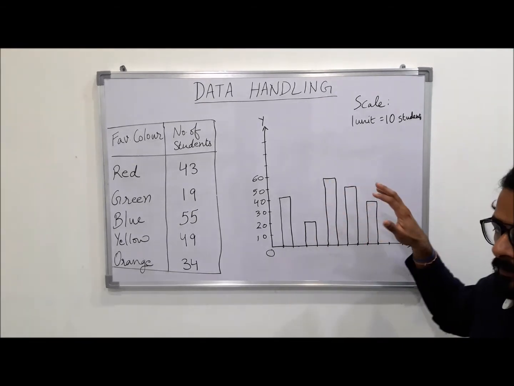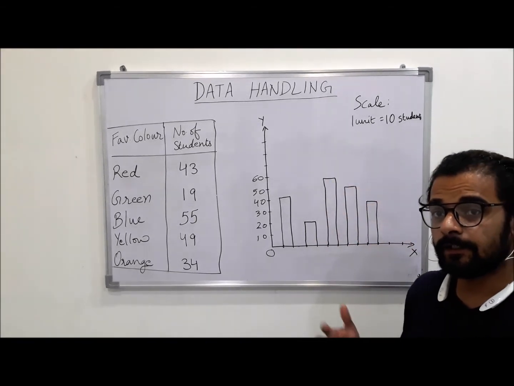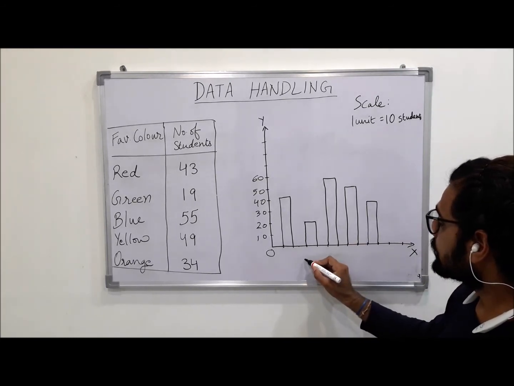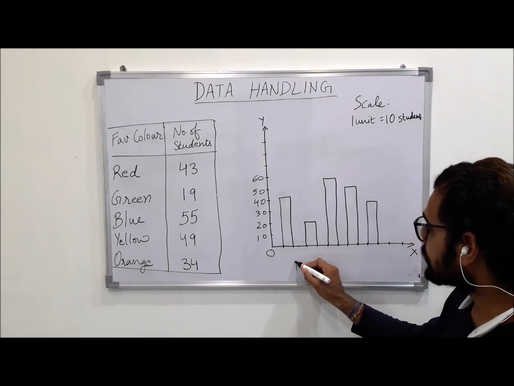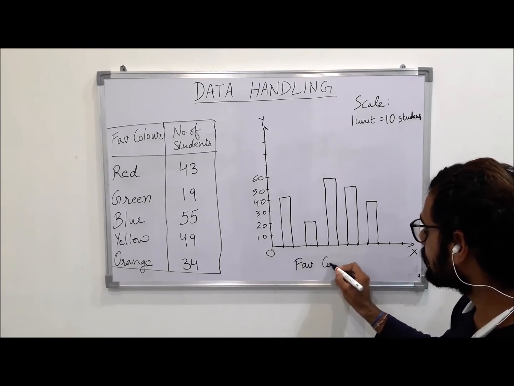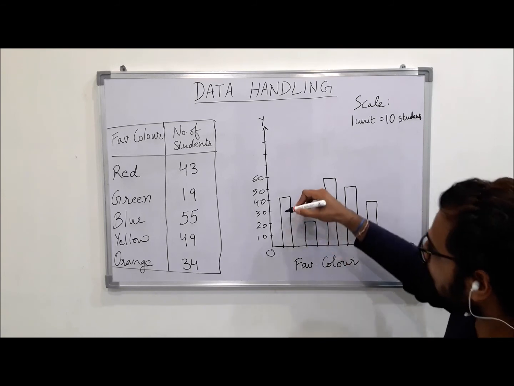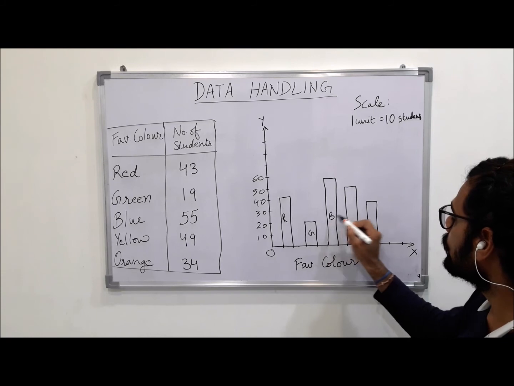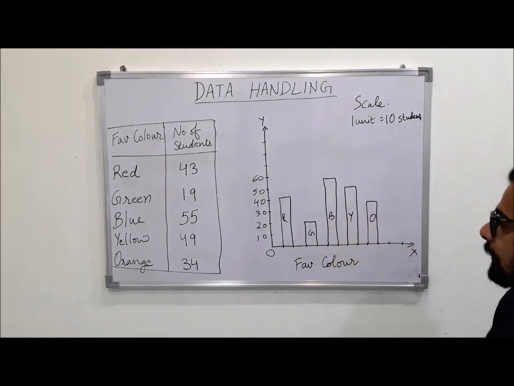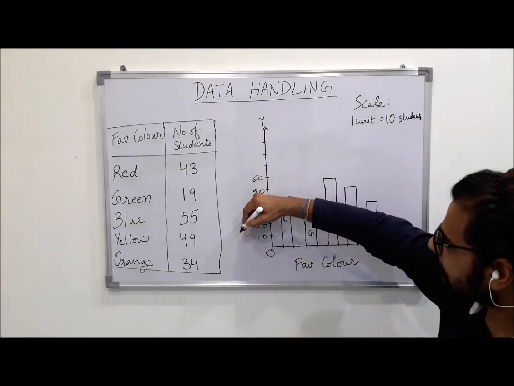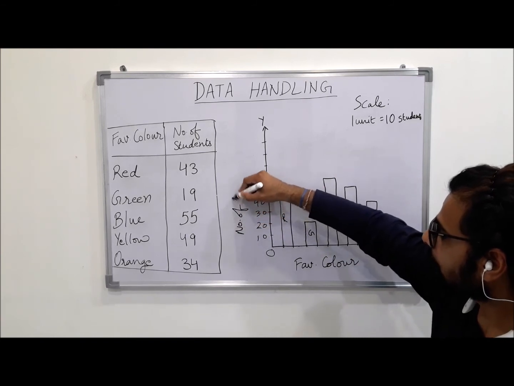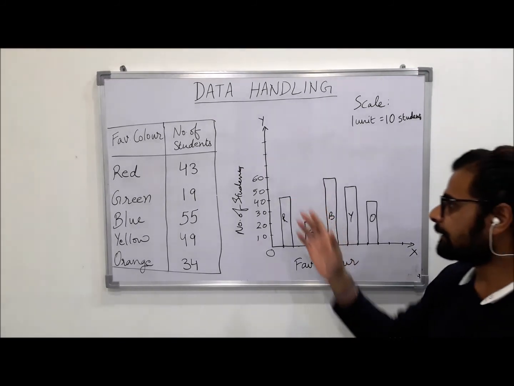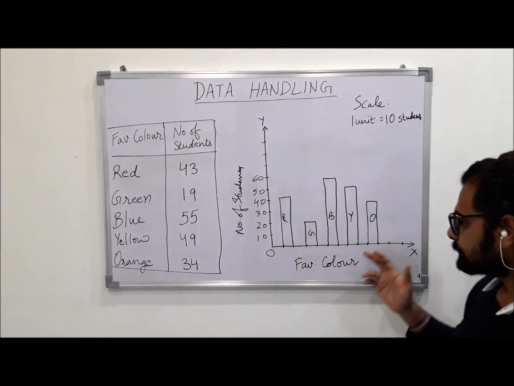Now this graph is not complete until we are done with the labeling. We have to label this graph. Along the x-axis I have taken the favorite color. This is red, green, blue, yellow and orange. And along the y-axis I have taken number of students. So I will just label the two axes.